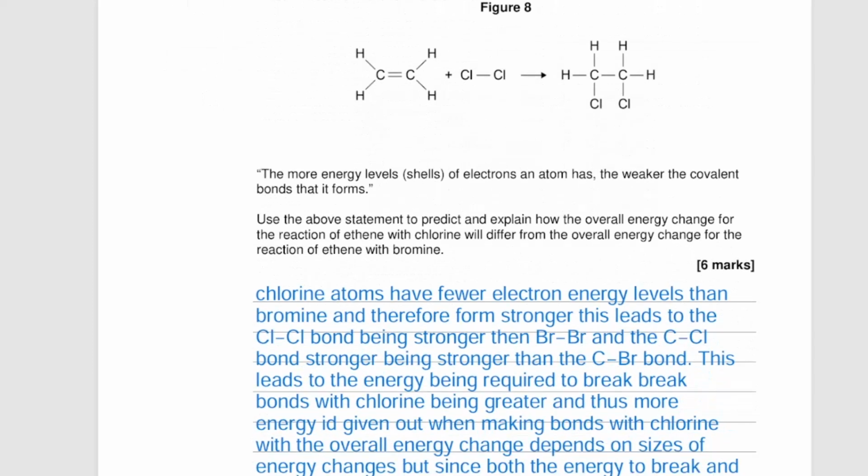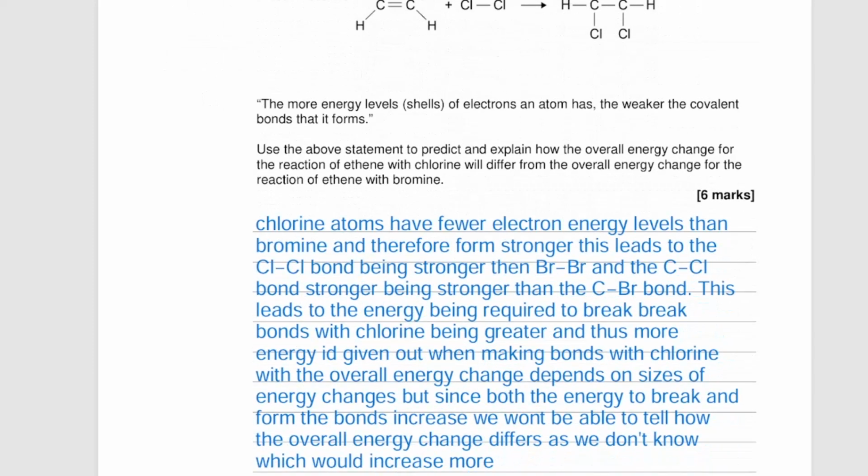And I'm just going to read out the answer. Chlorine atoms have fewer electron energy levels than bromine and therefore form stronger bonds. This leads to the Cl-Cl bond being stronger than the Br-Br bond and the C-Cl bond being stronger than the C-Br bond. This leads to the energy required to break bonds with chlorine being greater, and thus more energy is given out when making bonds with chlorine, with the overall energy change depending on the sizes of the energy changes.